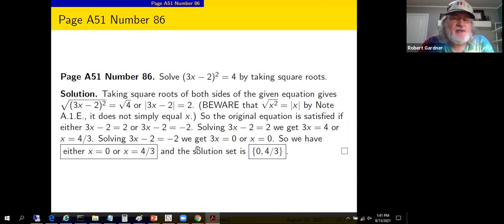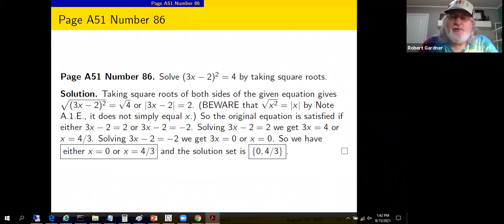Be careful with that cancellation stuff idea though. And we get 3x equals 0, divide by 3, and we get x equals 0. So two solutions, x equals 4/3 and x equals 0. X equals 0 and x equals 4/3. The solution set is {0, 4/3}.